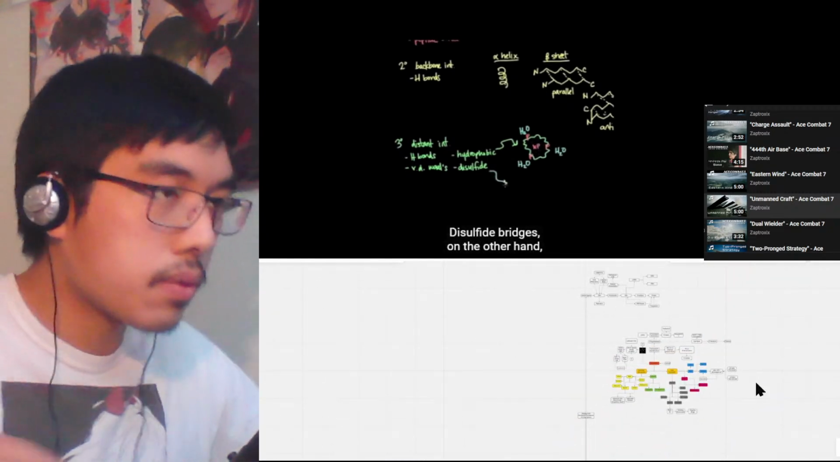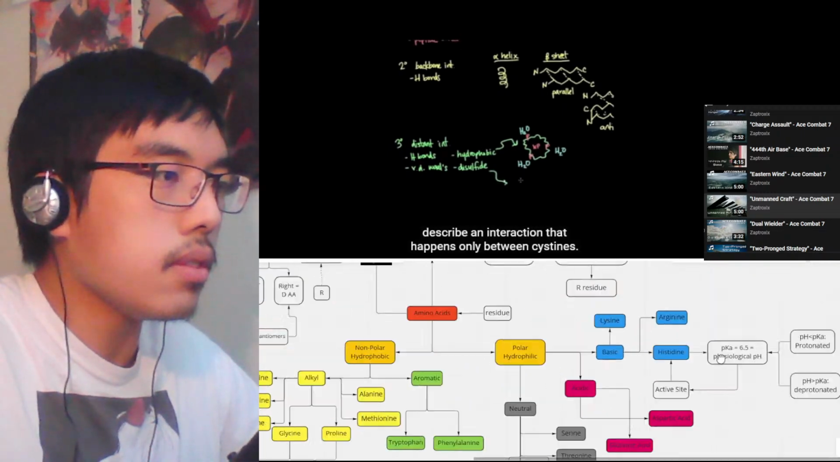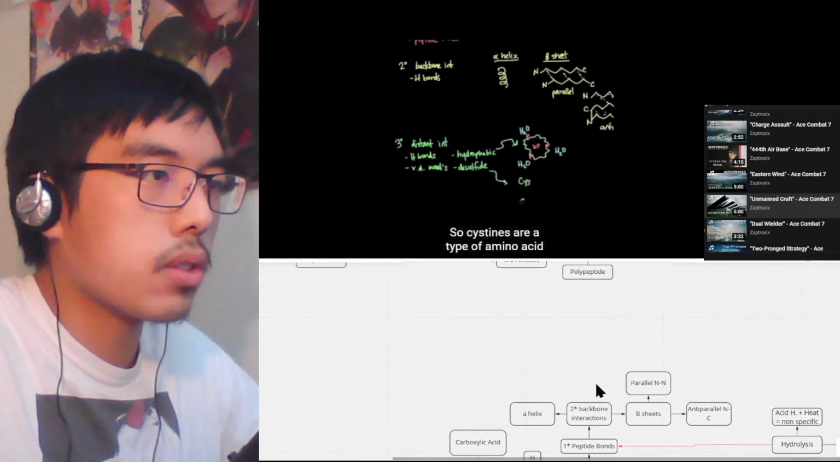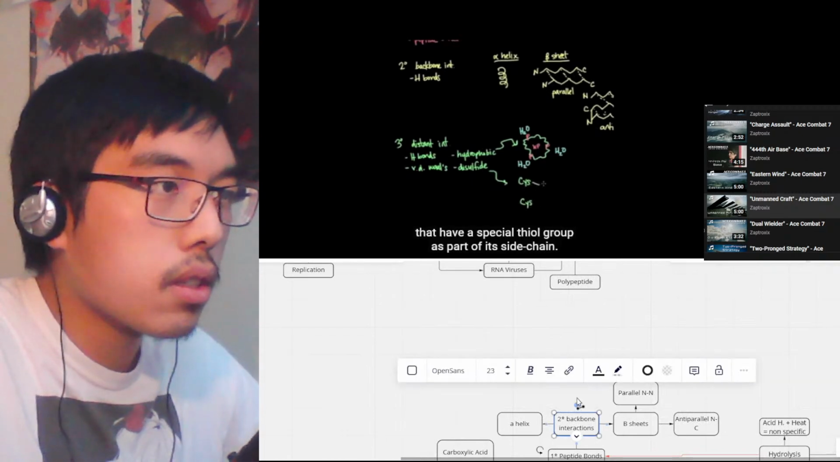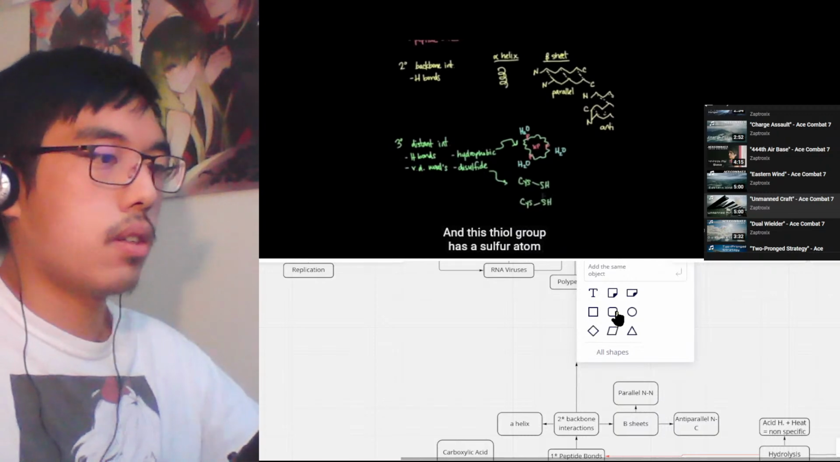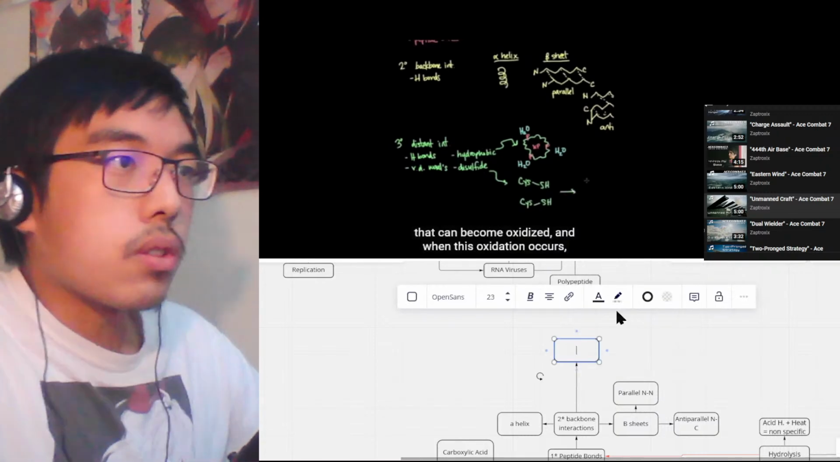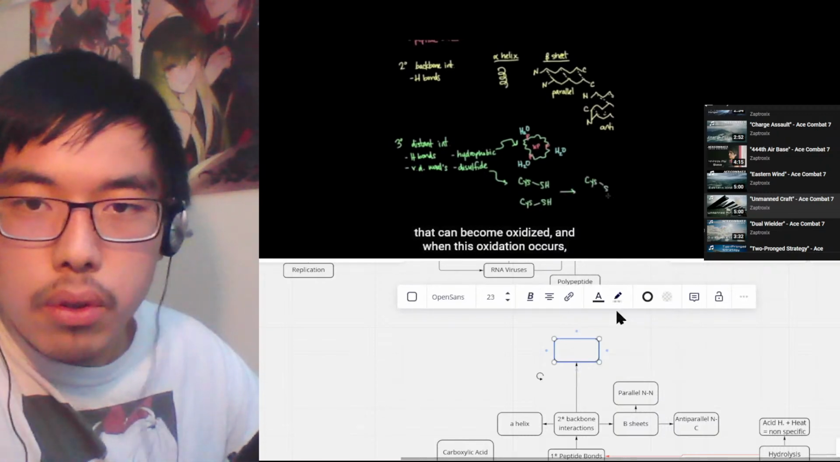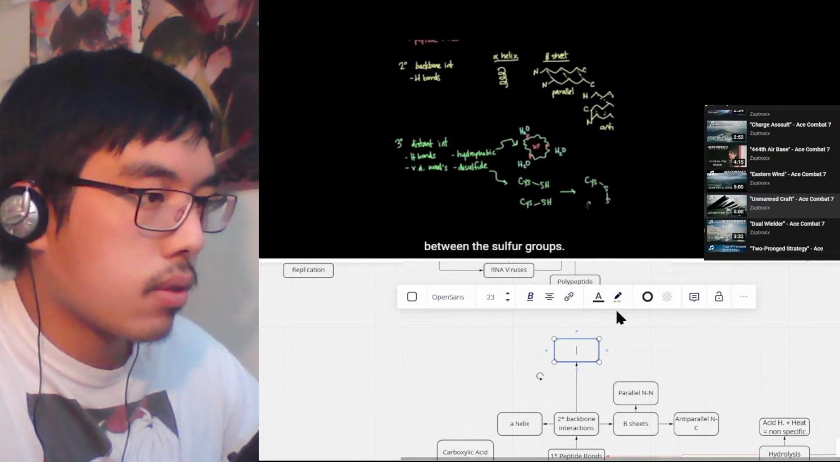Disulfide bridges, on the other hand, describe an interaction that happens only between cysteines. So cysteines are very cool amino acids that have a special thiol group as part of their side chain. And this thiol group has a sulfur atom that can become oxidized. And when this oxidation occurs, you get the formation of a covalent bond between the sulfur groups.